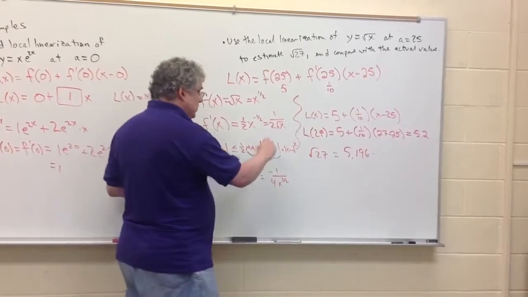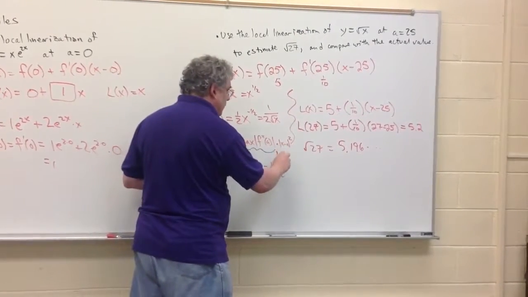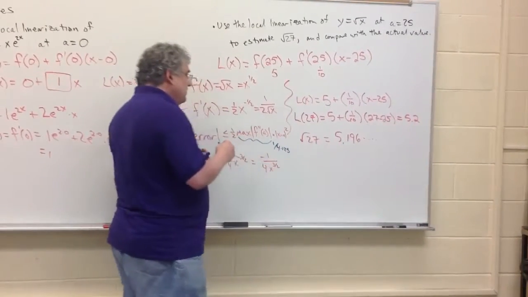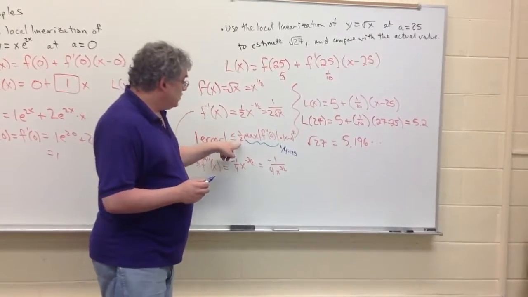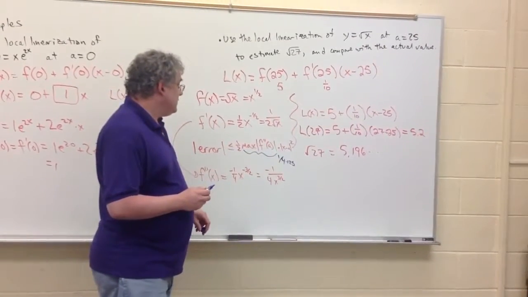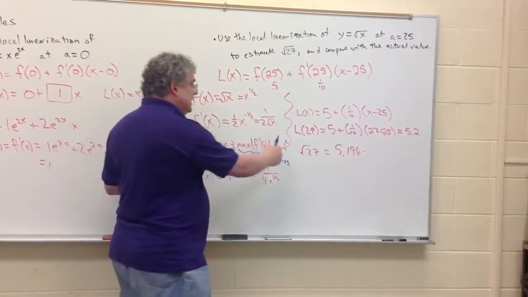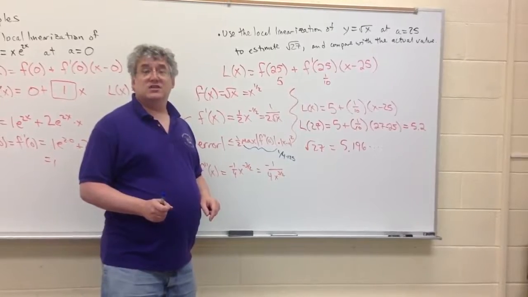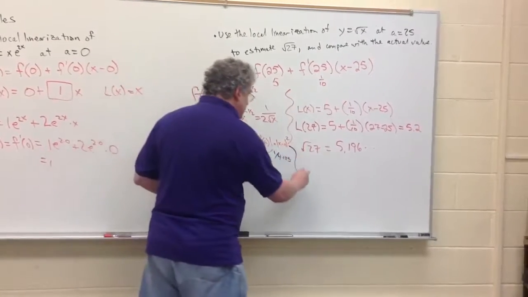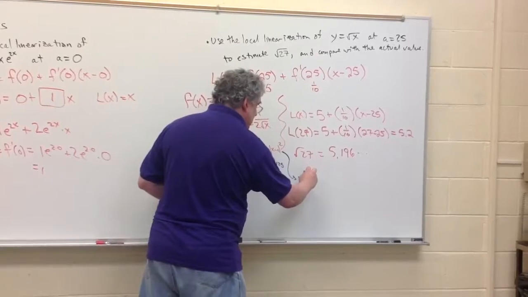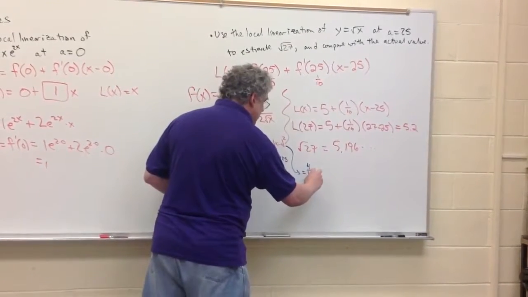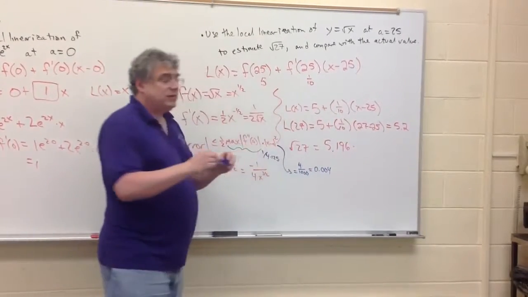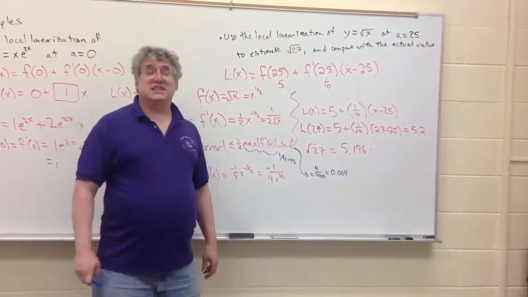So we get minus, well, absolute value gets rid of that. We get 1 over 4. 25 to the 3/2 is 125. So that's 1 over 4 times 125, but we've got a 2, a 4, and 125 there. That's 1/1000. Here, 27 minus 25 is 2 squared. So this whole thing is equal to 4 over 1,000, or 0.004. This formula is going to be good to within 0.004.